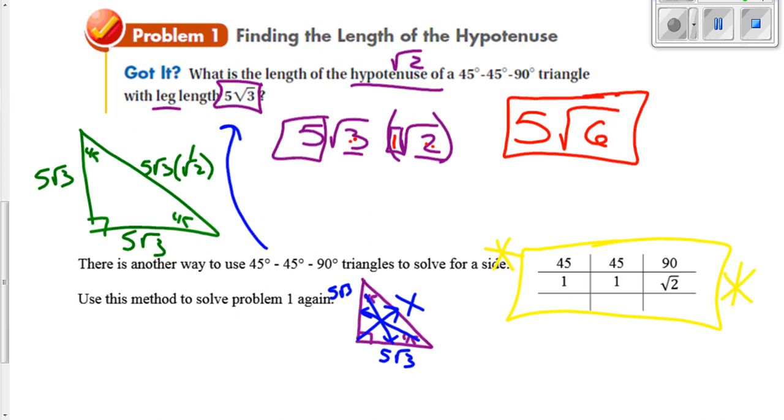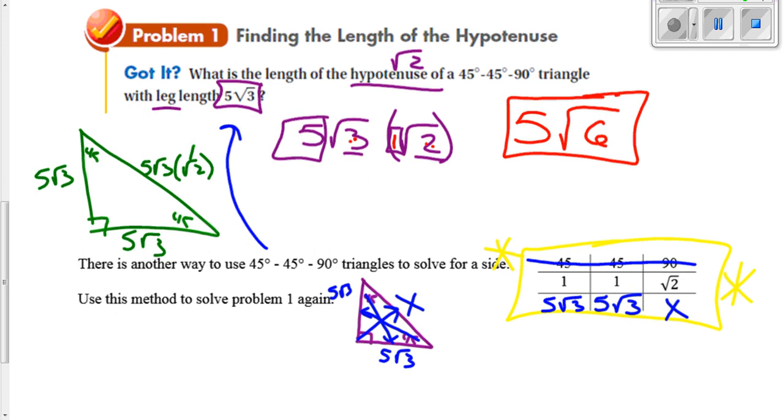Across from my 45-degree angle, I had a 5 radical 3. Across from my 45-degree angle, I had 5 radical 3. Across from the 90-degree angle, I have x. So I'm just filling in those side lengths, really the lengths of the legs and the length of the hypotenuse, which I don't know now. Yes, we know the answer already, but you know where I'm going. So from here on out, I'm not going to use this. I'm going to use this information on the bottom, and I'm going to set up a proportion.